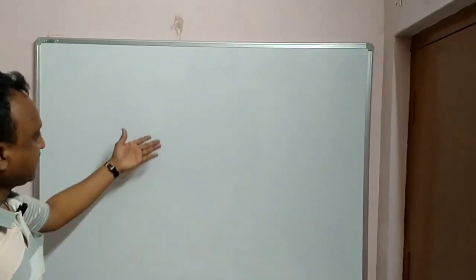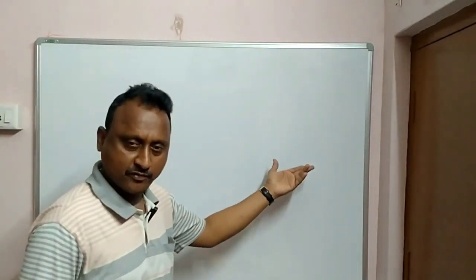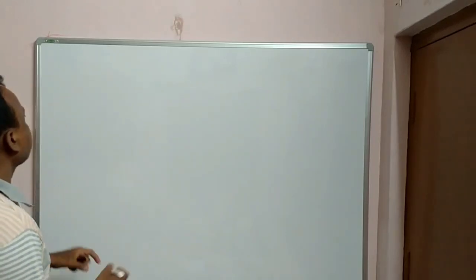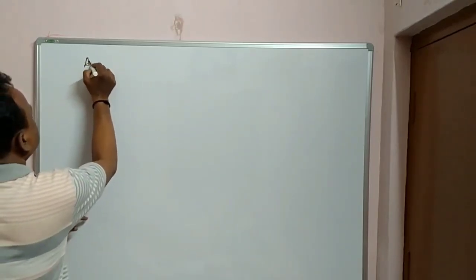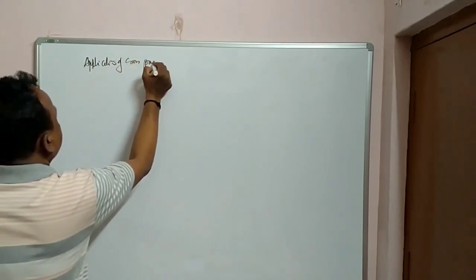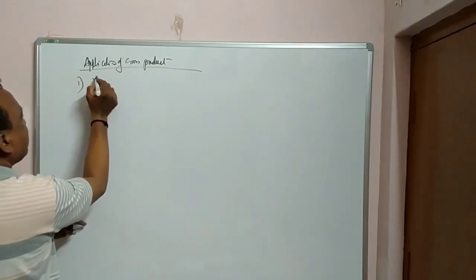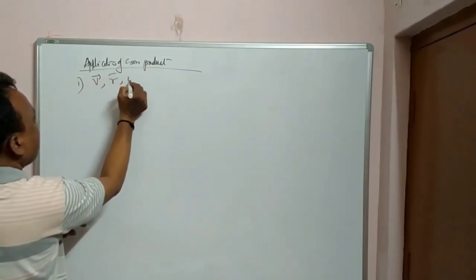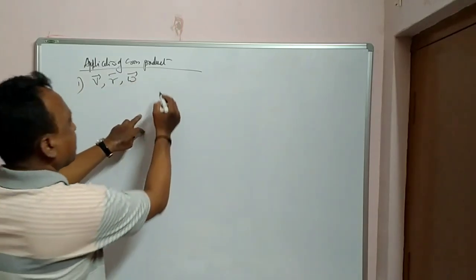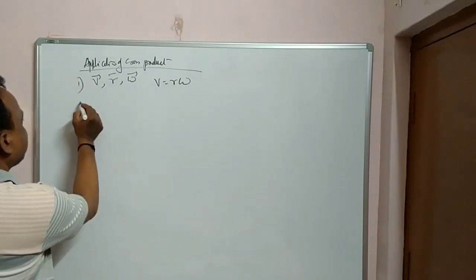Okay, so now I have defined what is the cross product of two vectors and also the dot product of two vectors. Now let us go for applications of cross product. In applications of cross product, we have so many applications. Number one, the relation between V, R and omega, the relation between linear velocity, radius vector and angular velocity, that is V is equal to R omega. Okay, that is the first application.